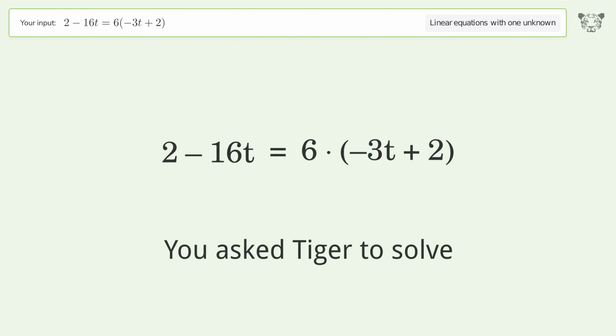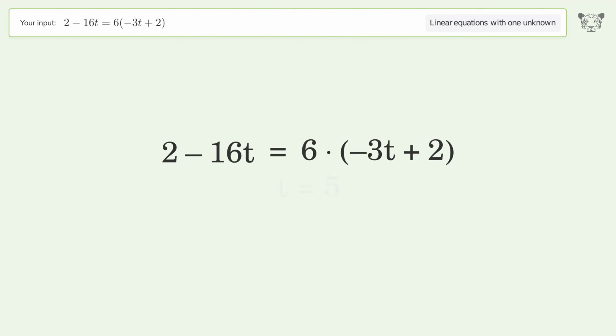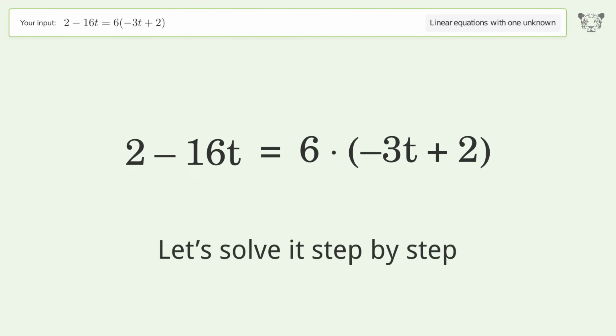You ask Tiger to solve. This deals with linear equations with one unknown. The final result is t equals 5. Let's solve it step by step.